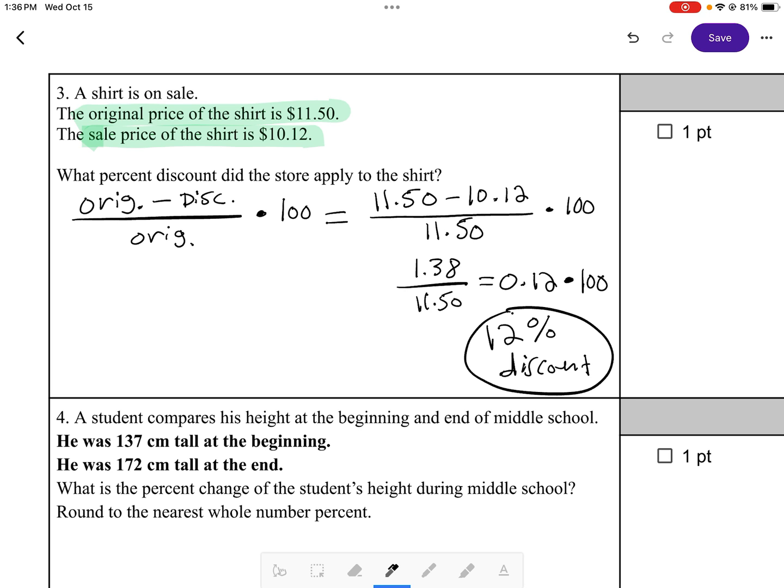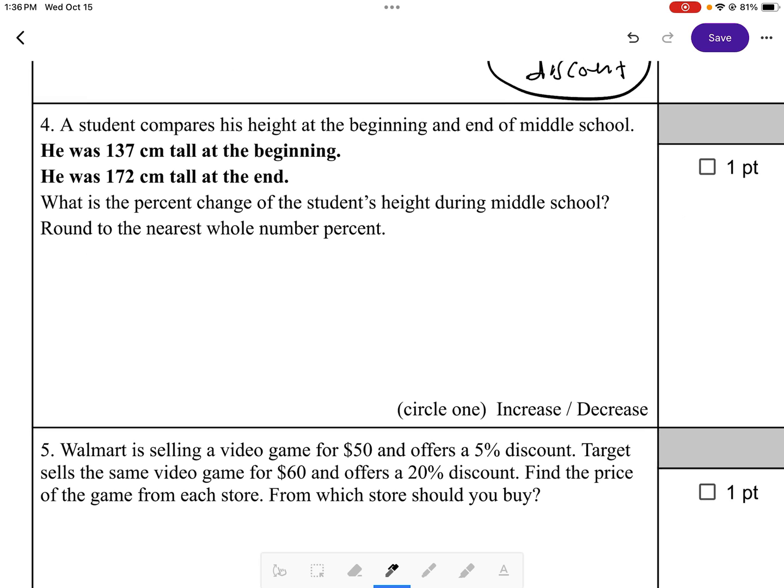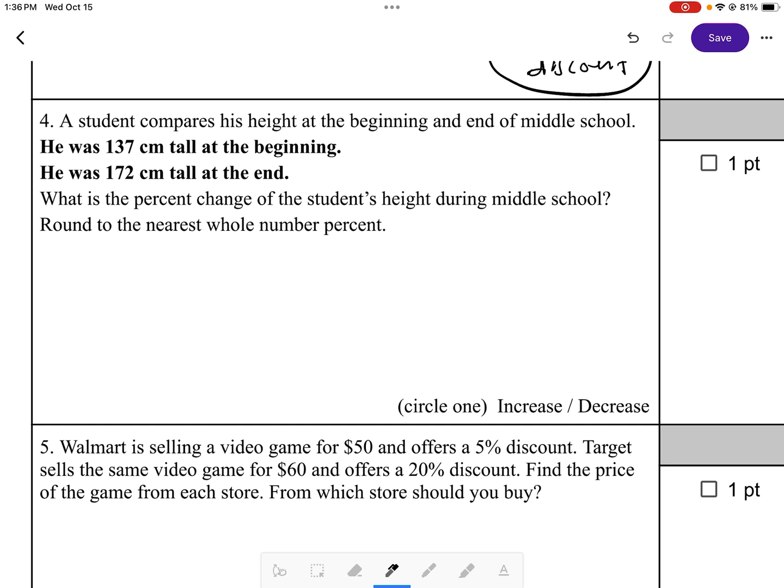on the shirt. Looking at number 4, a student compares his height at the beginning of middle school and at the end. What is the percent change of the student's height during middle school? Round to the nearest whole number. And then we need to decide if it's an increase or decrease.